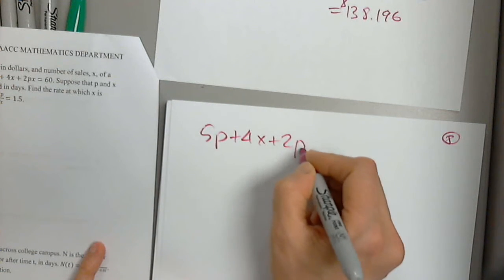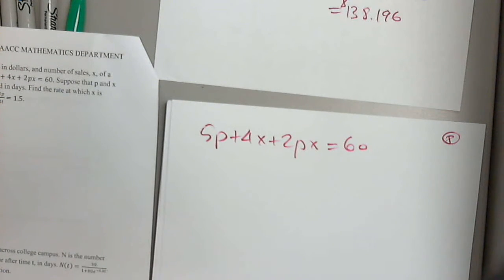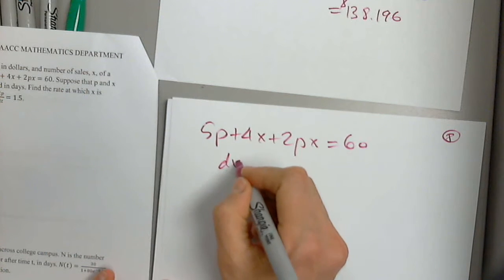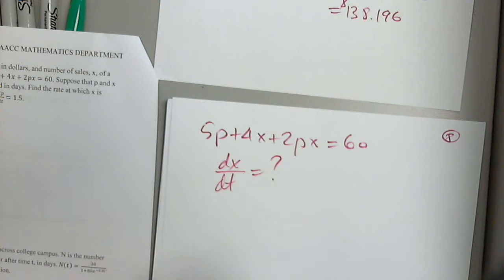Yeah, this one. Suppose that the price P in dollars and number of sales X of a certain item follow the following equation. Suppose that P and X are both functions of time measured in days. Find the rate at which X is changing when X equals 3, P equals 5, and dP over dt is 1.5. So we are asked to find dx over dt.